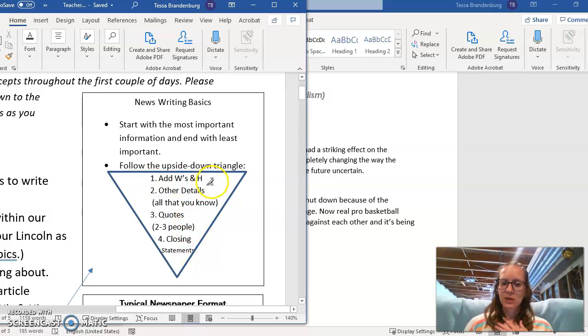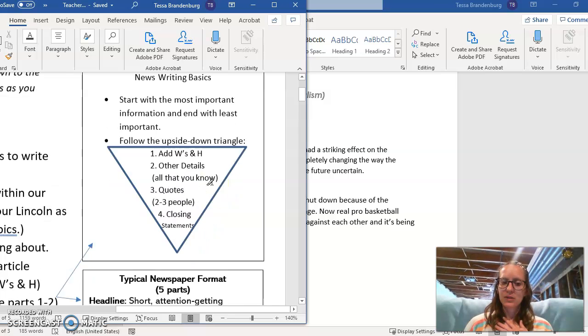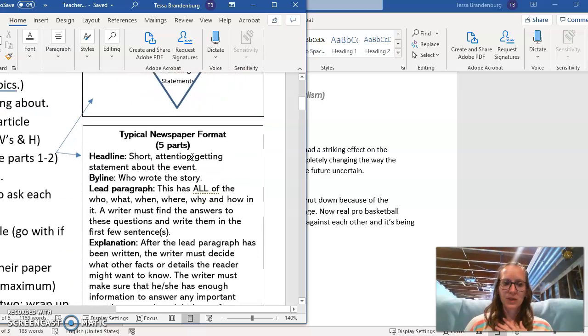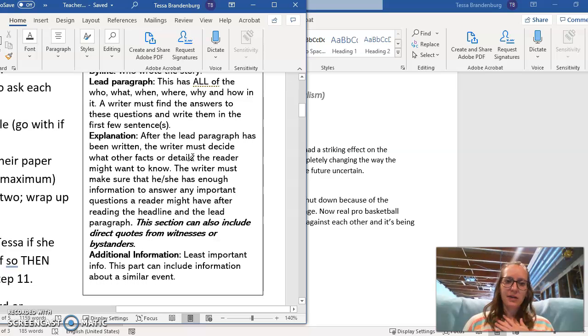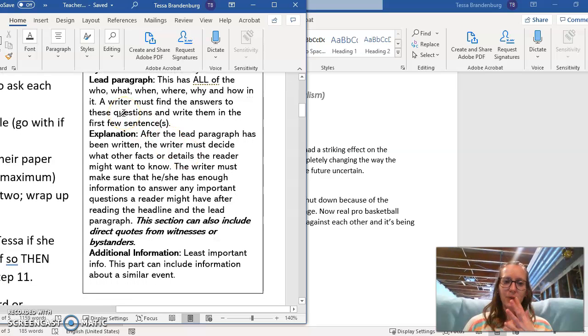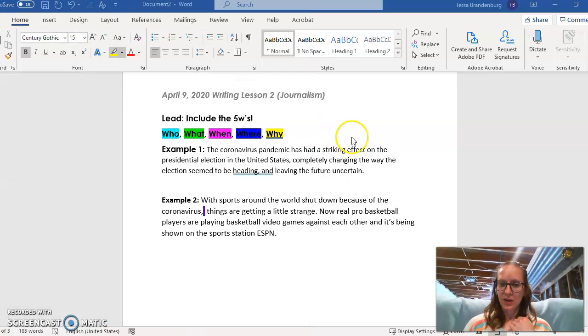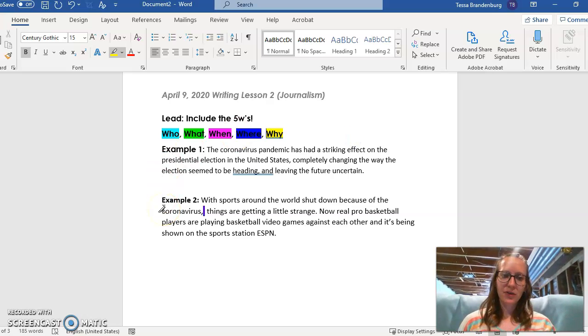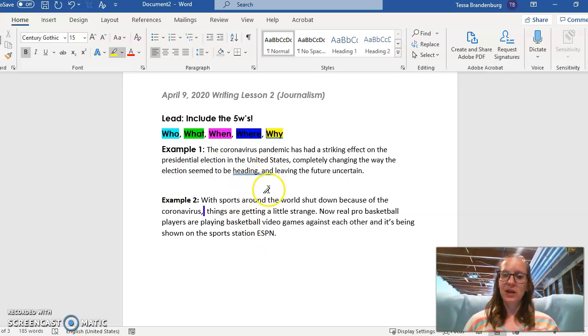But the first thing for our article is to write our lead, which includes those 5 W's that we just talked about. So our lead paragraph has all the who, what, when, where, why, and how in it. A writer must find the answers to these questions and then write them in the first few sentences. Okay, so we're going to practice finding this in a couple different leads. These were leads I found from the internet. We're going to see if we can find the who, what, when, where, and why.